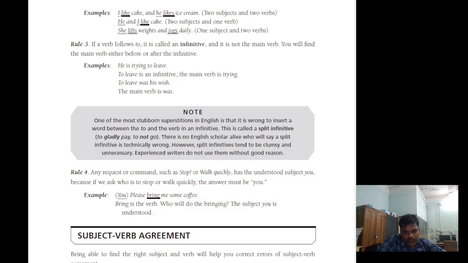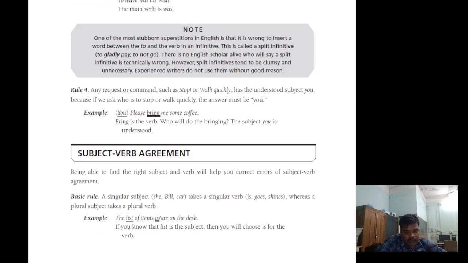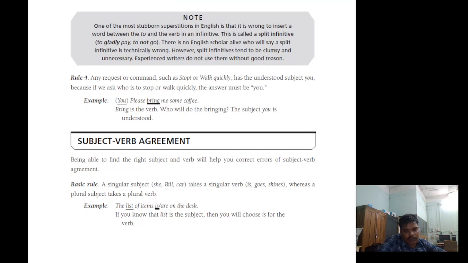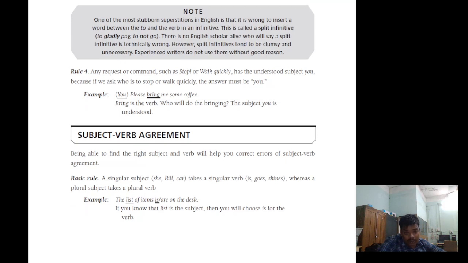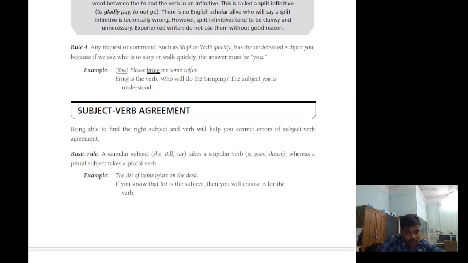Next, subject-verb agreement. Being able to find the right subject and verb will help you correct errors of subject-verb agreement. Basic rule: a singular subject takes a singular verb, whereas a plural subject takes a plural verb. Example: the list of items is on the desk. If you know the list is the subject, then you will choose is for the verb.